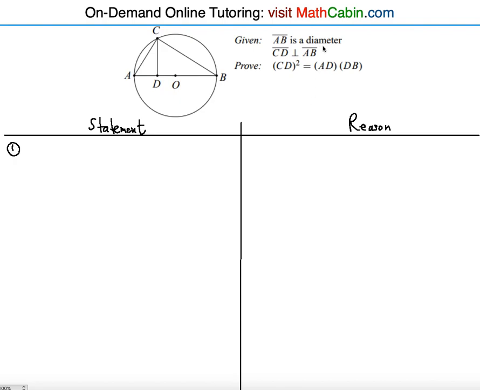Given a circle with AB being the diameter and CD being perpendicular to AB, you need to prove that CD squared is equal to AD times DB.